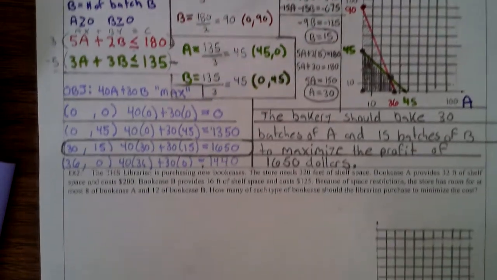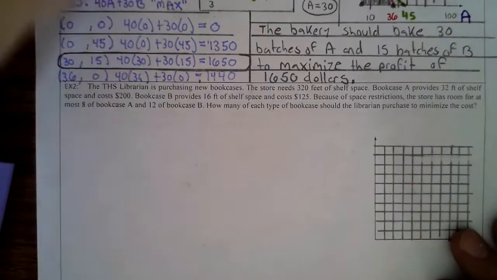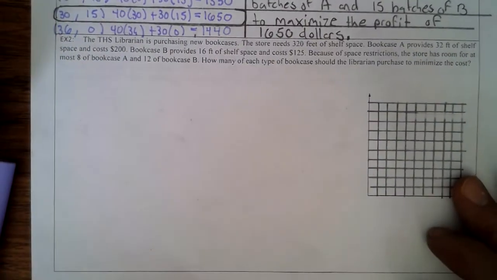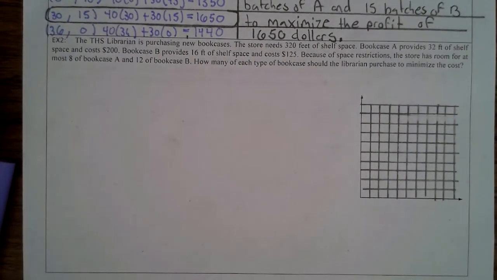All right. So now let's take a look at example 2. All right. The TSS librarian is purchasing new bookcases. The store needs 320 feet of shelf space. Bookcase A provides 32 feet of shelf space and costs $200. Bookcase B provides 16 feet of shelf space and costs $125. Because of space restrictions, the store has room for at most 8 bookcases A and 12 bookcases B. How many of each type of bookcase should the librarian purchase to minimize the cost?